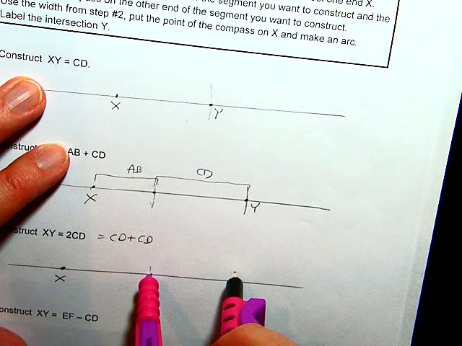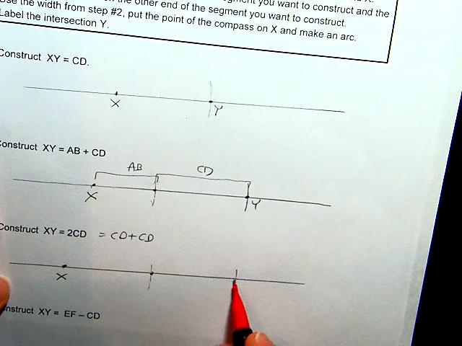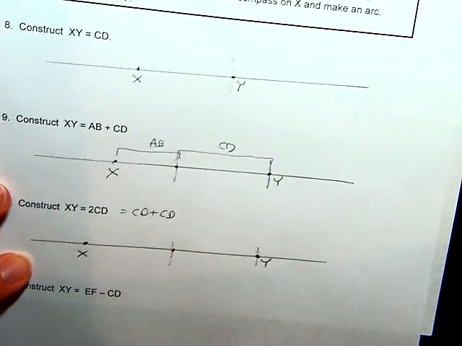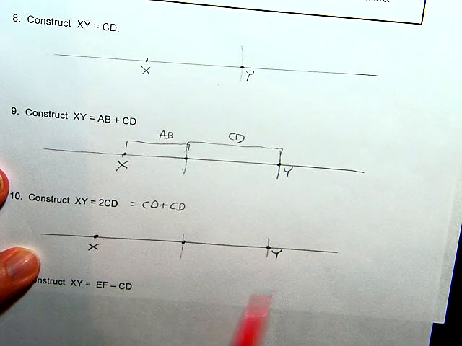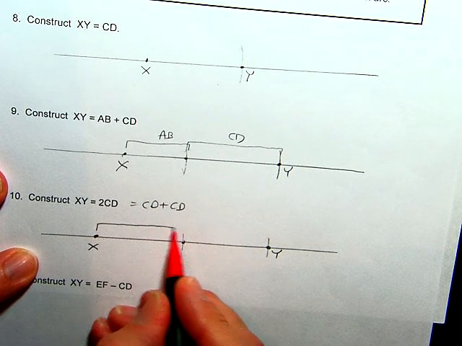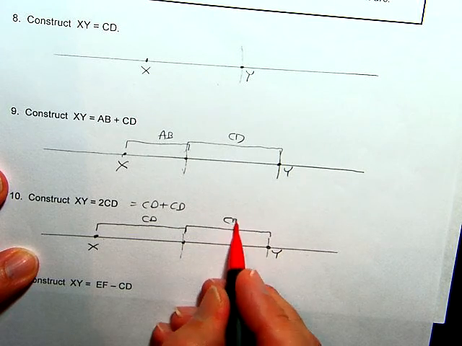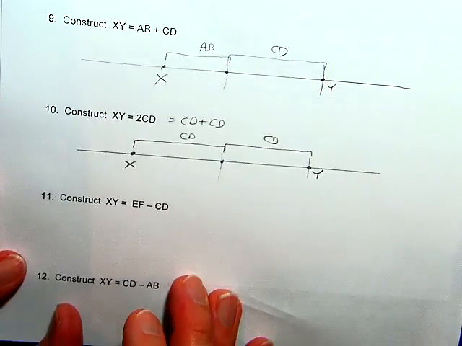Like that. Okay, now each of these distances, we're going to make a point Y where that arc intercepts the line. That is the line segment XY that is 2 times CD, because this was length CD and this also was length CD. Okay, yay, we're almost halfway through. Let's take a look at the next puzzle.